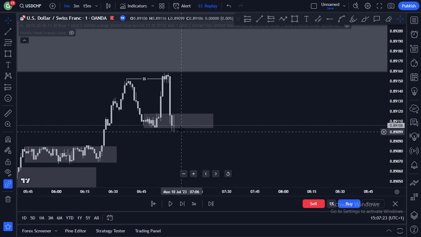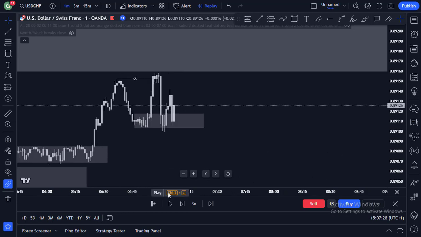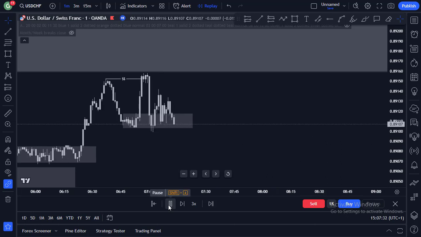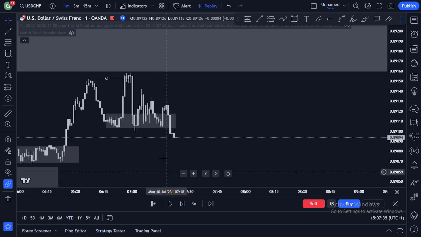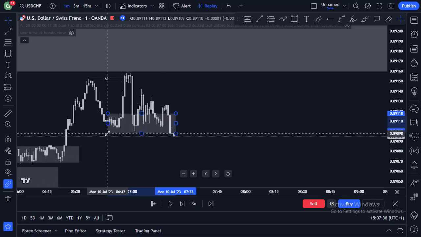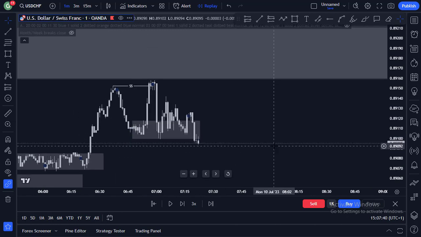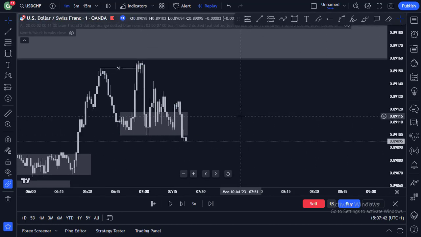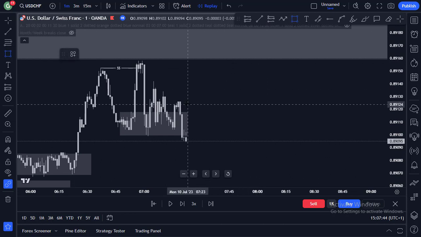Okay, so now we are waiting for a reaction. Let's see if we can get a proper reaction and a breakdown. This is a good reaction. Let's see if price is going to break below. Let's see. Awesome, so price broke below. Now look at this, price has broken below that. So we are looking for a sell entry just above here.